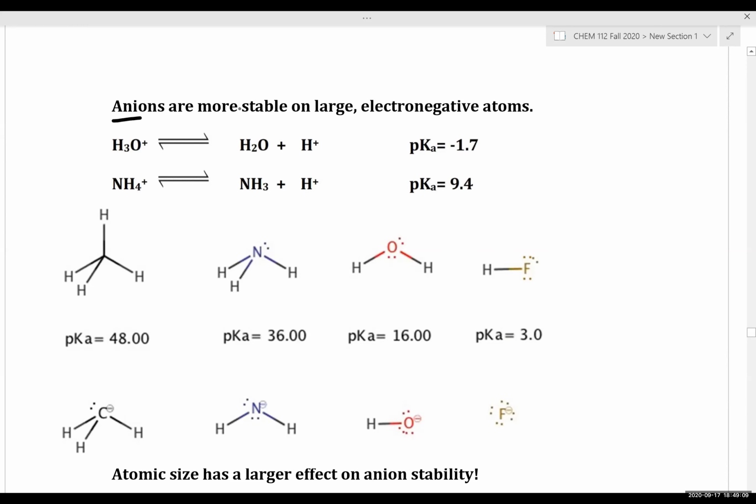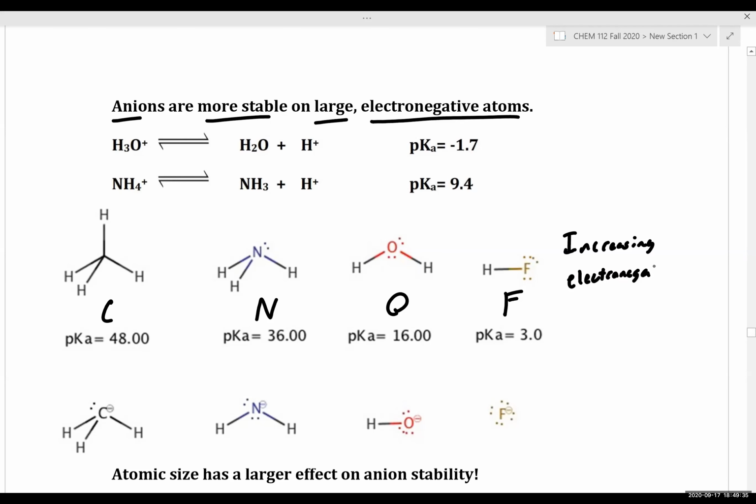First, anions are more stable on large electronegative atoms. So if we look at it from an electronegativity perspective, first and foremost, we see that as we go from carbon to nitrogen to oxygen to fluorine, as we have increasing electronegativity, what happens to our proton acidity? Does it increase or decrease?